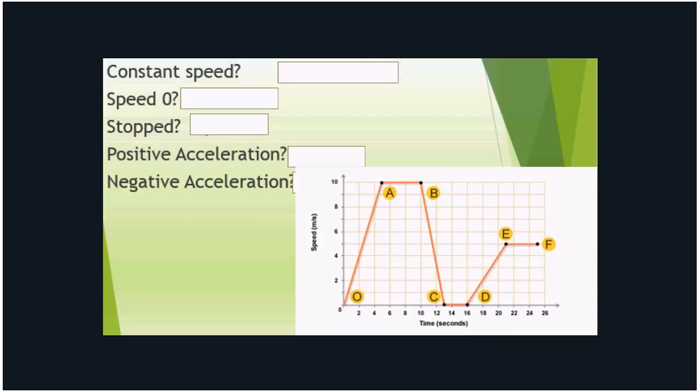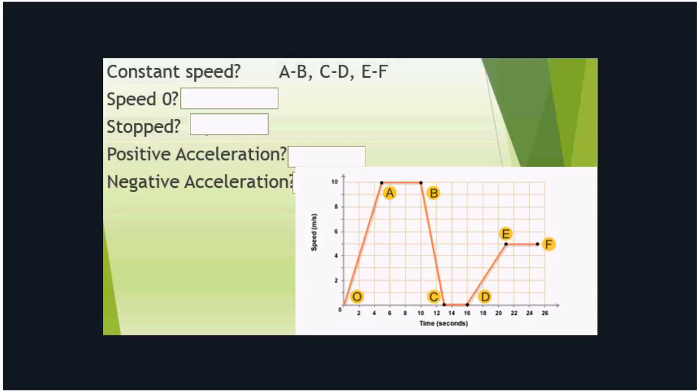From C to D, his speed is 0 and does not change. From E to F, his speed is also the same. It stays at 5 for E and F, so his speed is constant. There are 3 points.